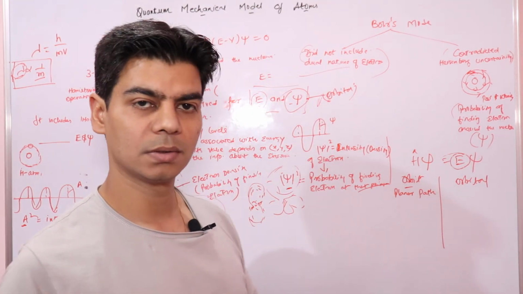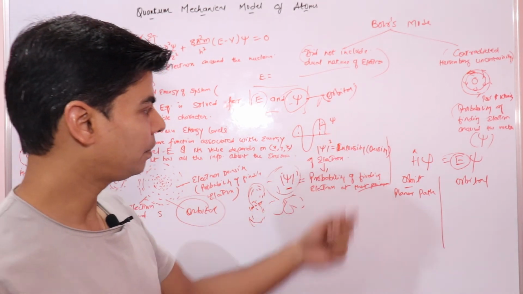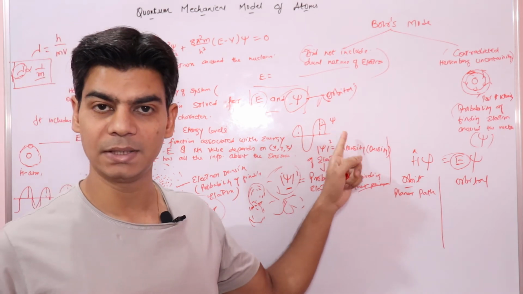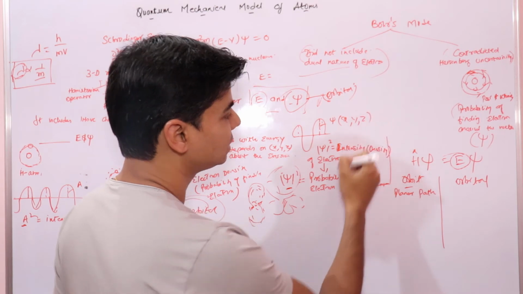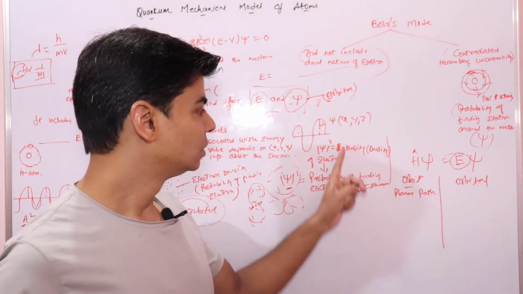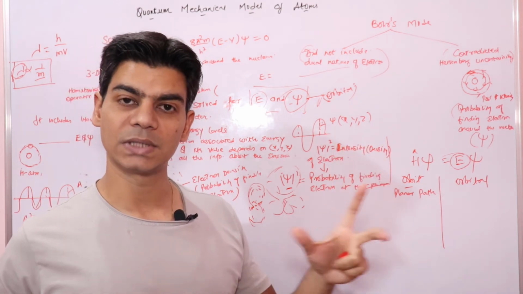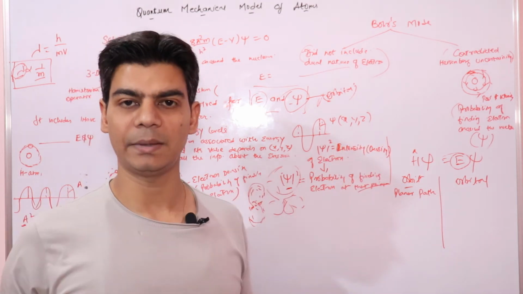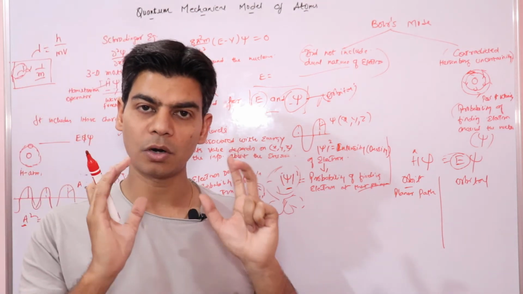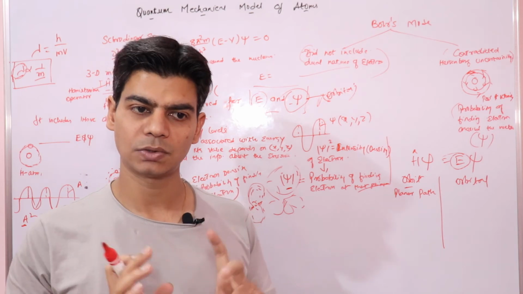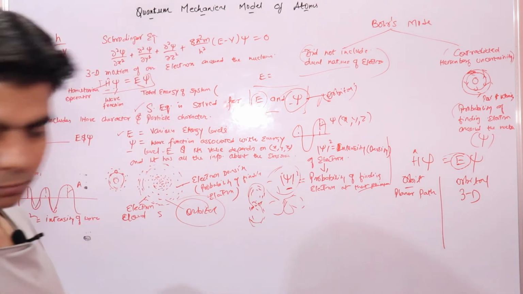But if you talk about orbital, we said it is psi, right? And the value of psi depends on x, y and z axis in 3 dimensions, right? So this orbital, which depends on the value of psi, is in 3 dimensions. Orbital is the probability of finding the electron in 3 dimensions, right?